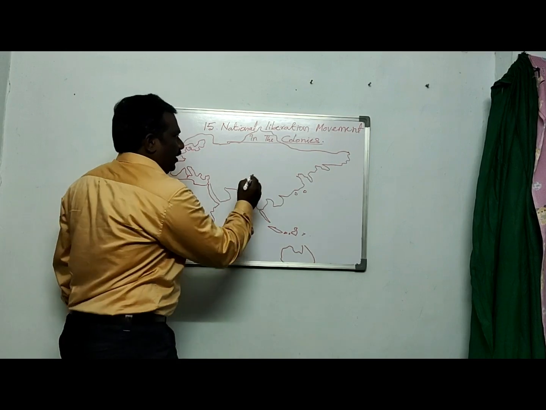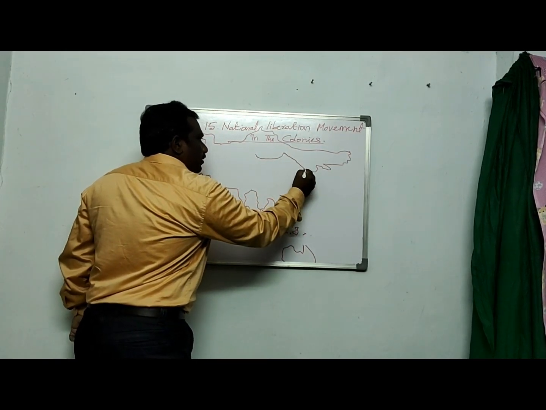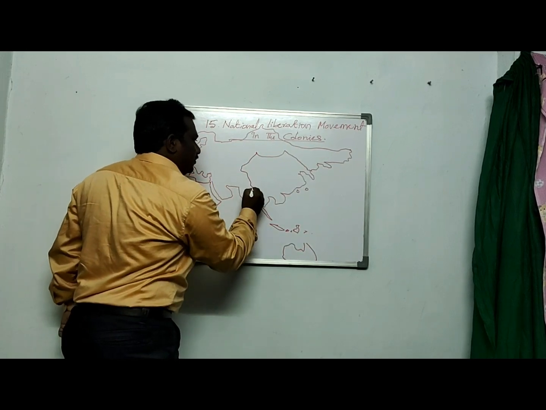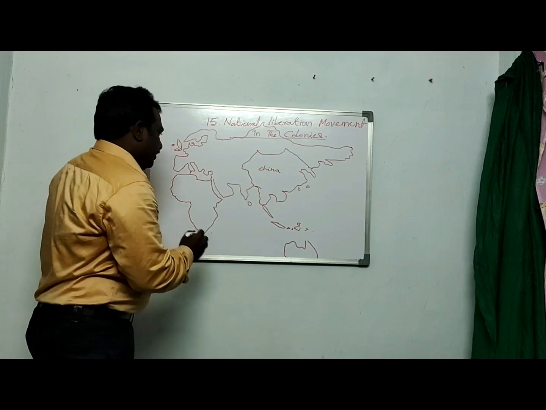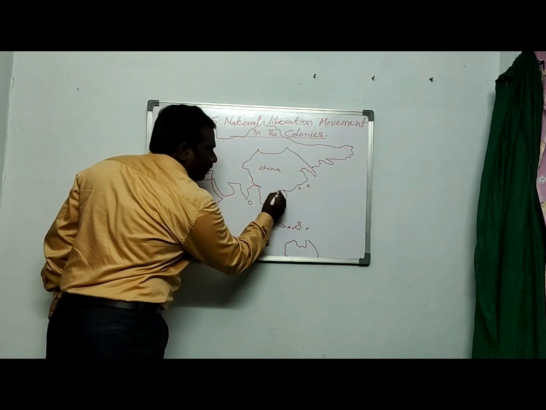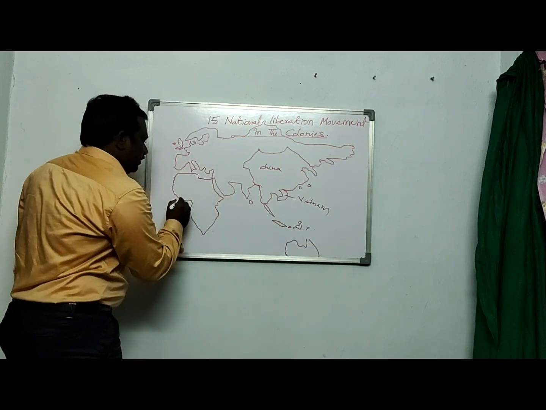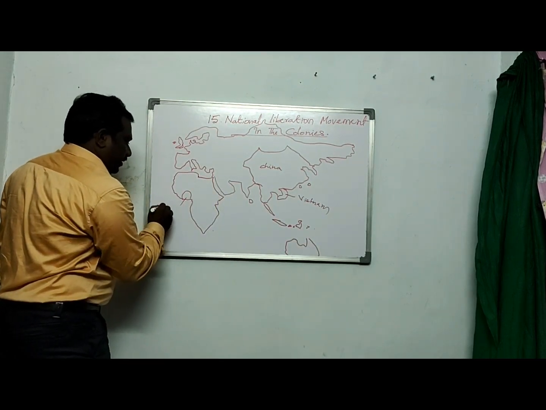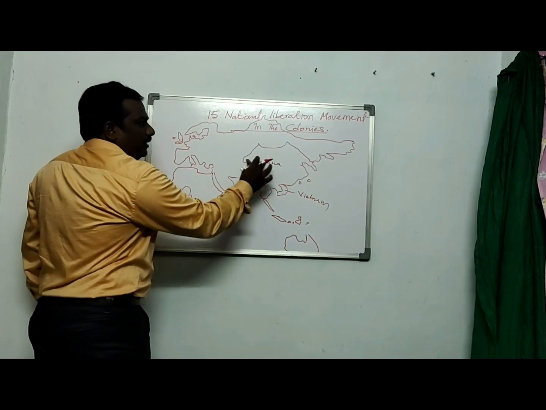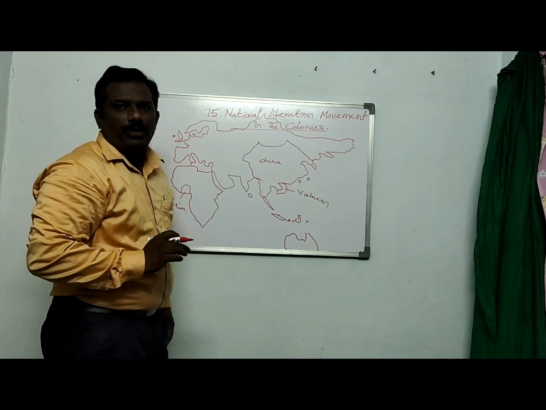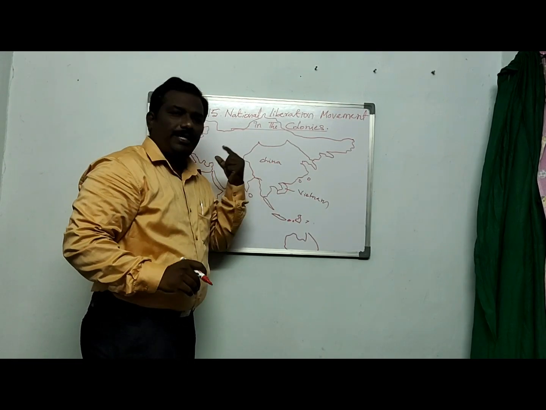One is China. Here the China is there. This is China. Next one is Vietnam. And third one is Nigeria. So these three countries' liberation movement we are going to learn. But now I am going to explain about the Chinese liberation movement.